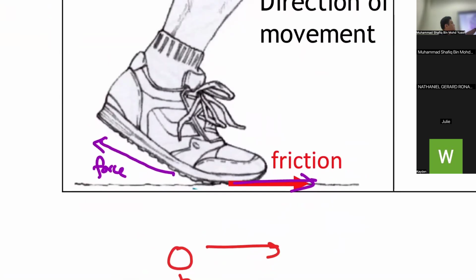Okay, so the force going up, because when you drag your feet, you push out, right? So the friction is this way. Okay, so something for you all to take note.